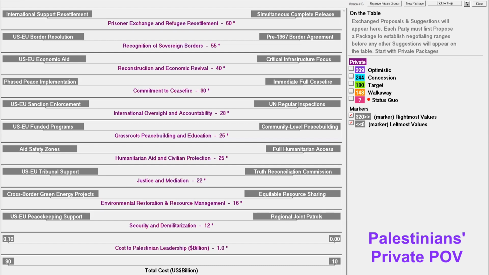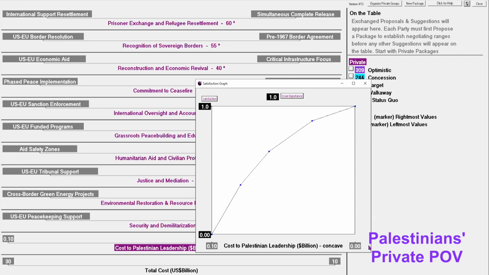With the Palestinians required to pay only a relatively small portion of the costs, the importance of the cost issue is relatively low. The non-linear shape of the curve indicates that it becomes more difficult for the Palestinians to pay as the amount increases. Palestinians have assigned one importance point to the negotiating range from 0 to 100 million. This establishes the importance scale for all the other issues.